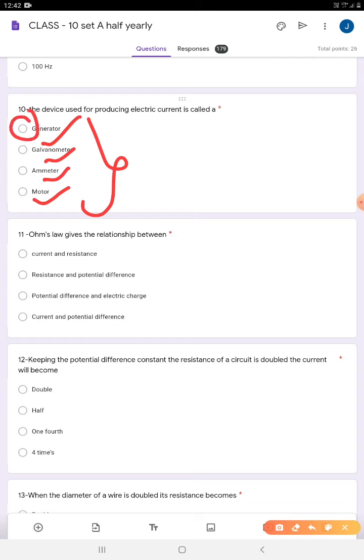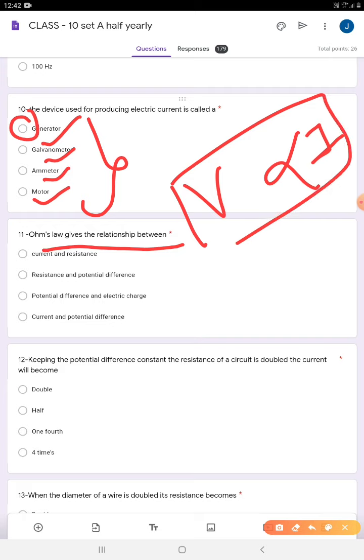Okay, now next question. Ohm's law gives the relationship between. As we know about Ohm's law, V is proportional to I, when all the physical conditions remain constant. The potential difference is always directly proportional to the electric current. This is Ohm's law. So Ohm's law gives the relationship between potential difference and electric current. So the option should be option D.